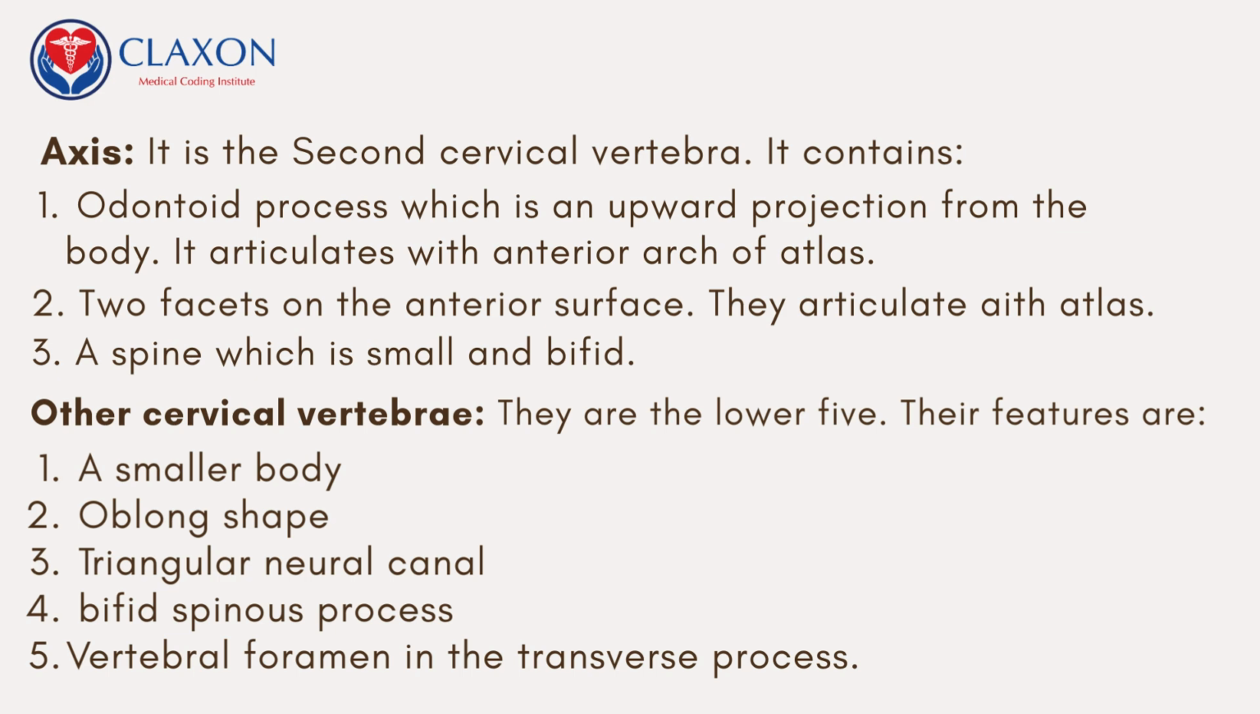Other cervical vertebrae, they are the lower 5. Their features are a smaller body, oblong shape, triangular neural canal, bifid spinous process, vertebral foramen in the transverse process.